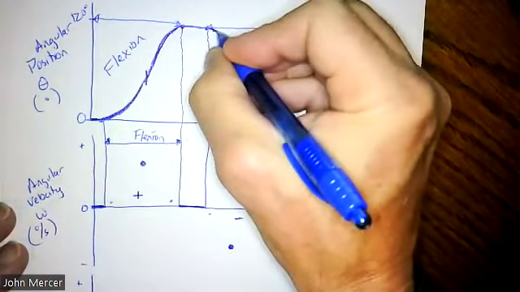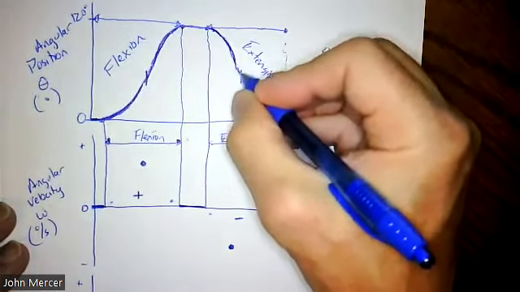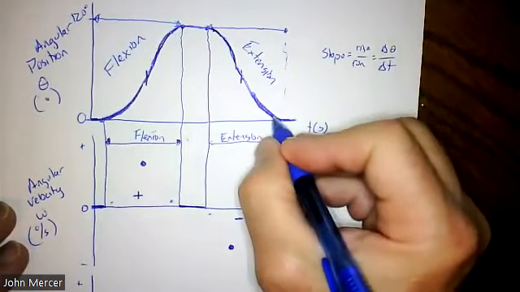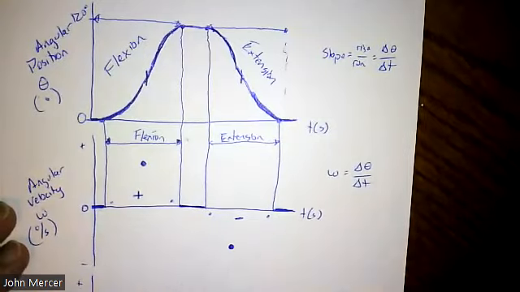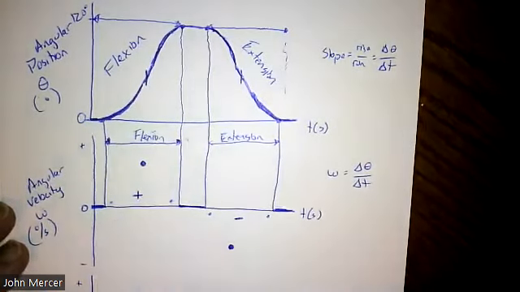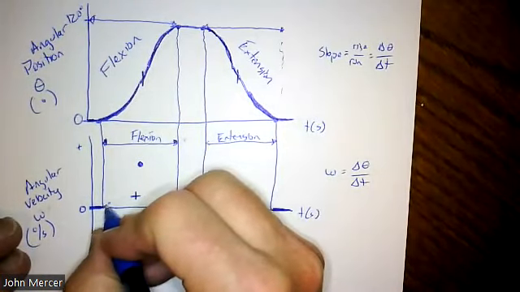This slope right here is definitely less steep than this slope back here, even as badly as I drew that. And the slope here is less steep. That means the magnitude of velocity is going to be less. So now I'm going to draw the shape of the angular velocity curve. And again, sketching, trying to be true to what's happening.